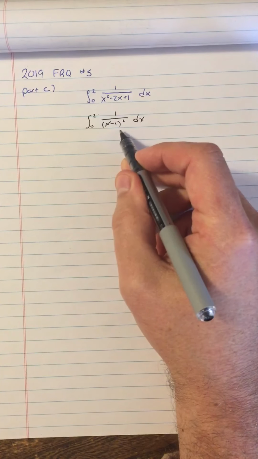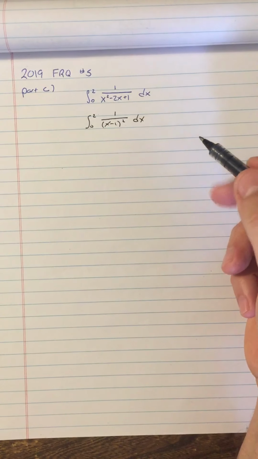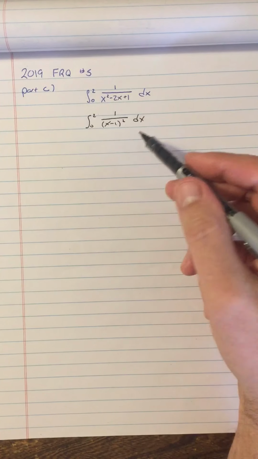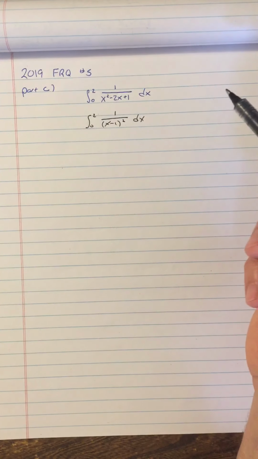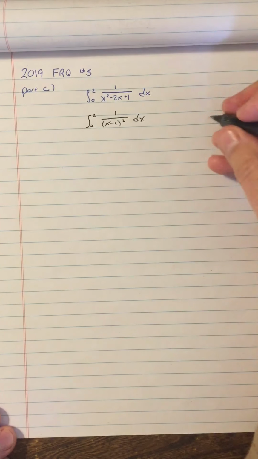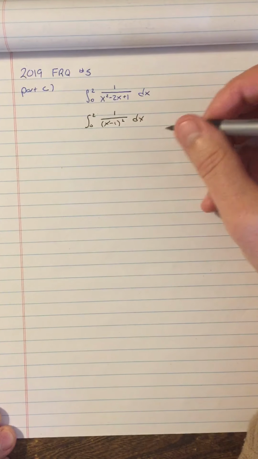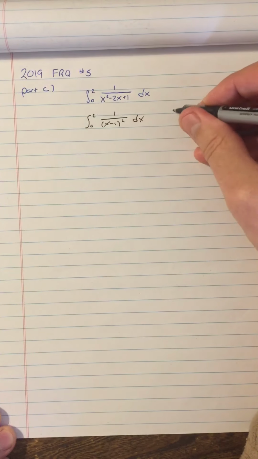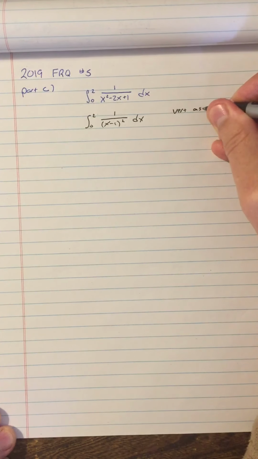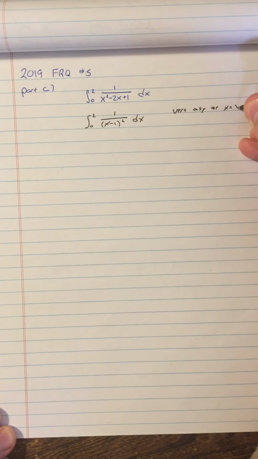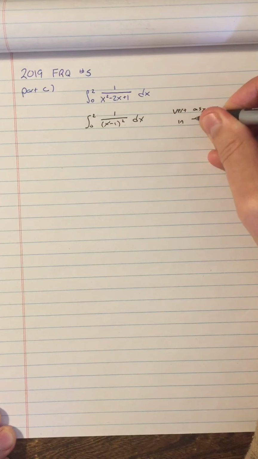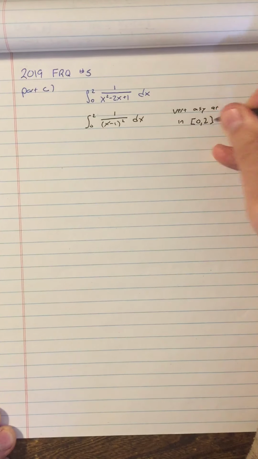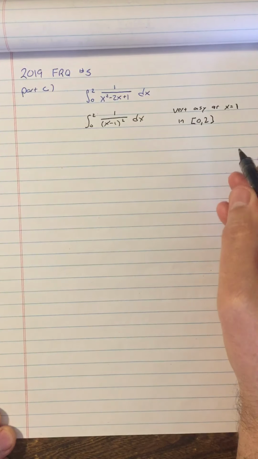And it's important that I call it (x minus 1) squared, not x minus 1, because this tells me that I can integrate this as u to the negative 2 power. All right, and then if I think about where's the vertical asymptote? This graph has a vertical asymptote at x equals 1, and that is in the interval 0 to 2. So that means I'm going to have to look at breaking up this interval.